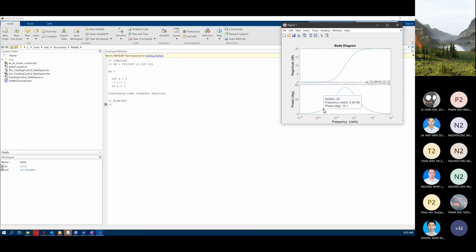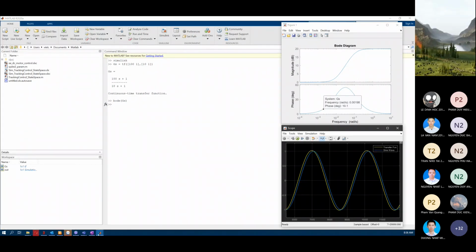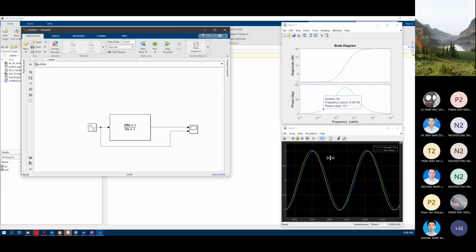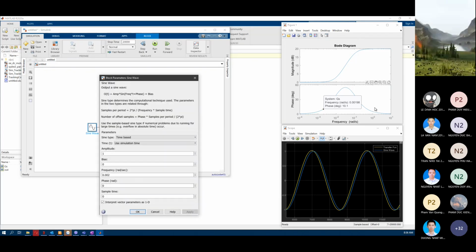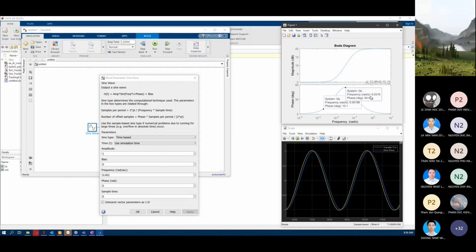Yeah, almost this one. Okay, this point, and then we see that the amplitude is almost the same between the input and the output, right? But the phase, the output will lead the input by about how many? 10 degrees. Okay, 10 degrees here. See clearly?